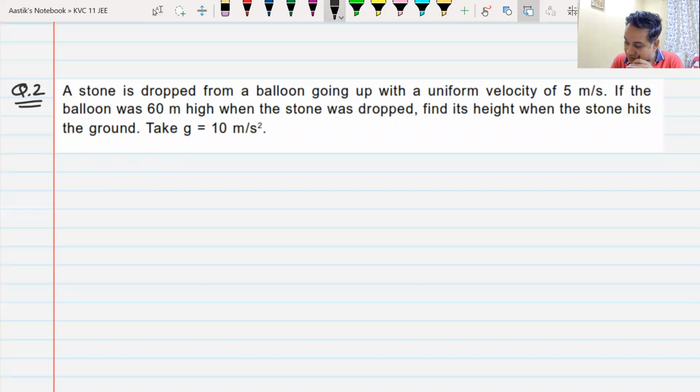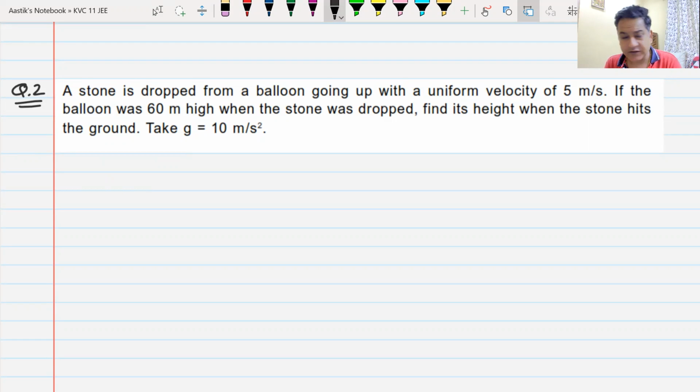Question number 2. A stone is dropped from a balloon going up with a uniform velocity of 5 meters per second. If the balloon was 60 meters high when the stone was dropped, find its height when the stone hits the ground. Interesting.